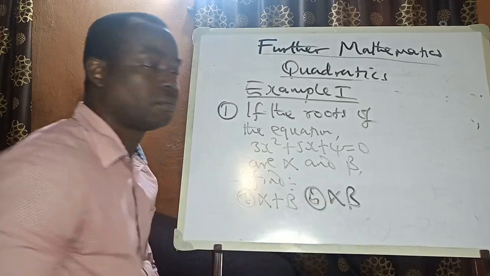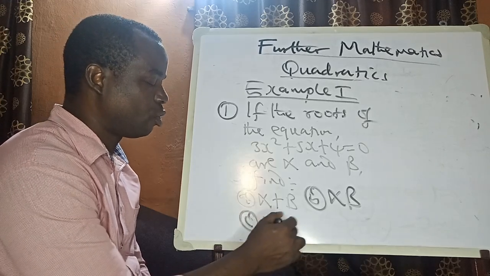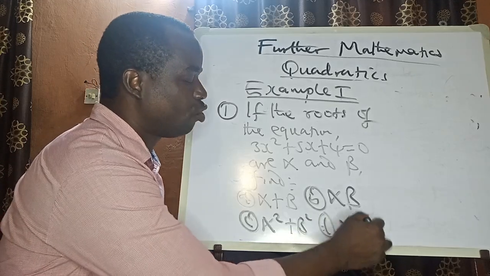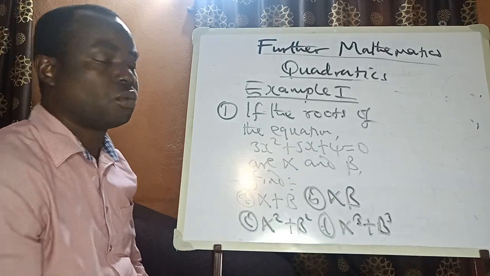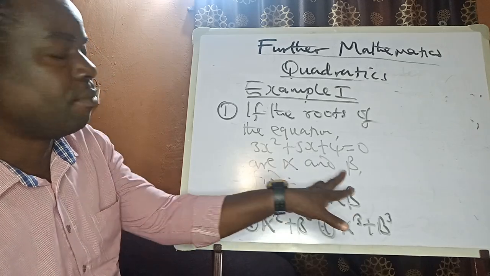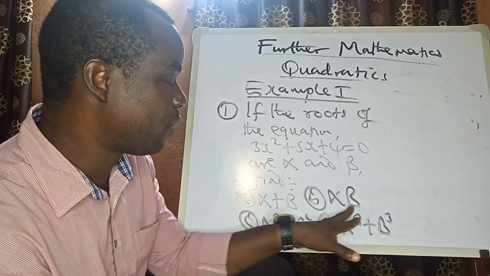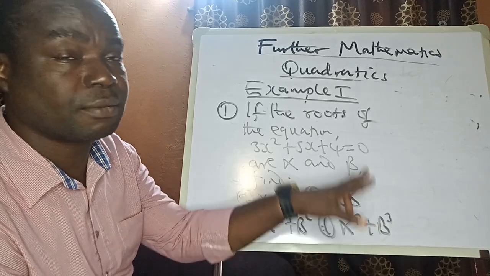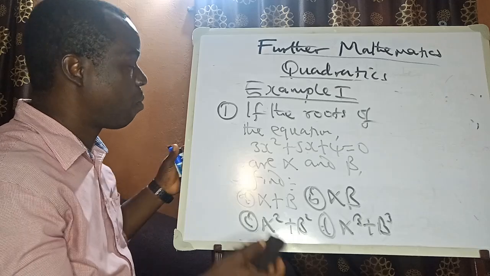Find alpha beta, alpha squared plus beta squared, and alpha cubed plus beta cubed. Remember the equation says if the roots of the equation are alpha and beta, find alpha plus beta, alpha beta, alpha squared plus beta squared, and alpha cubed plus beta cubed. Now copy the equation down. Let's solve.